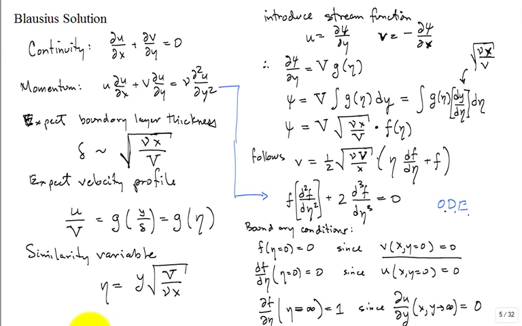Let me talk a little bit about Blasius' solution. Blasius, that's his last name, did this work and he developed the mathematical solution to the laminar velocity profile. I'll go through it. It's in the textbook, and I'll show you where it's in the textbook.